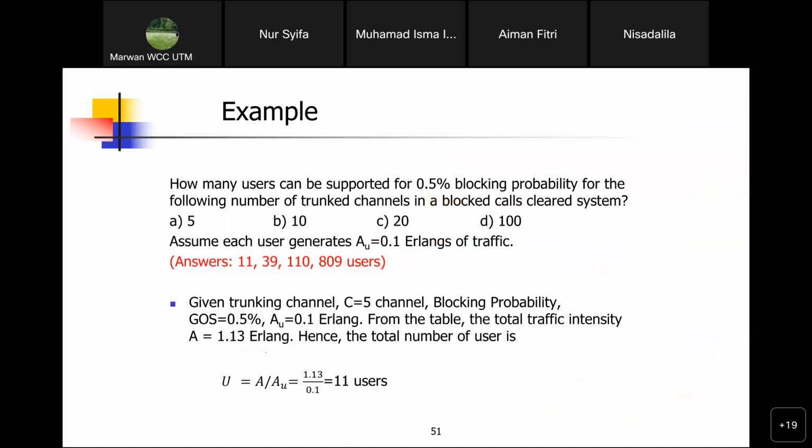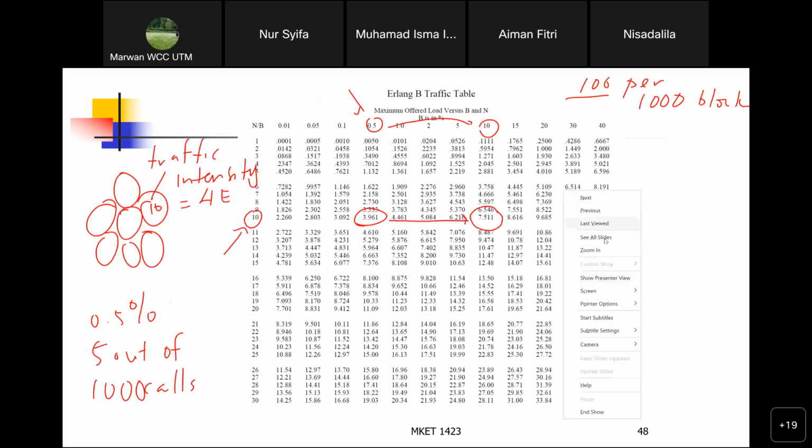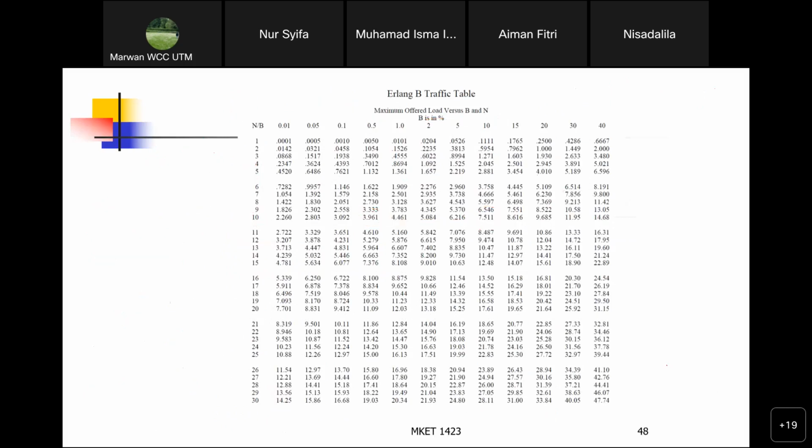Okay, so if you have a blocking probability of 0.5, you need to go back to the table. First you have to find the Erlang for 5 channels. With 5 channels at 0.5, what is the Erlang number? This system can have 1.132 Erlang.